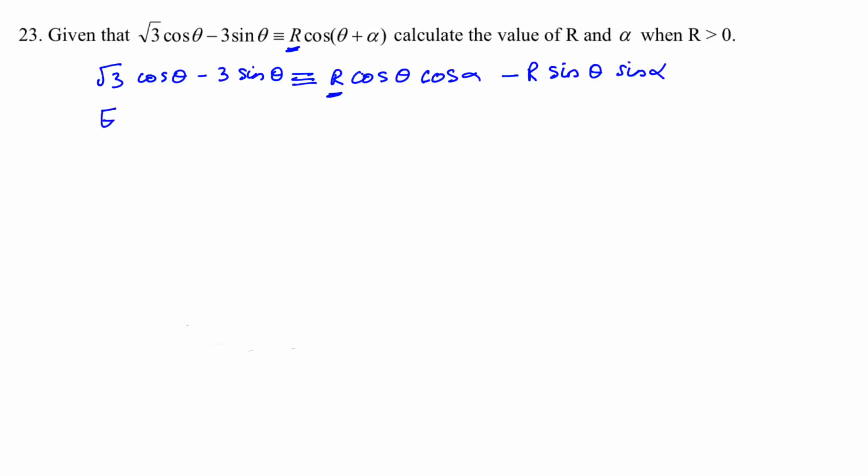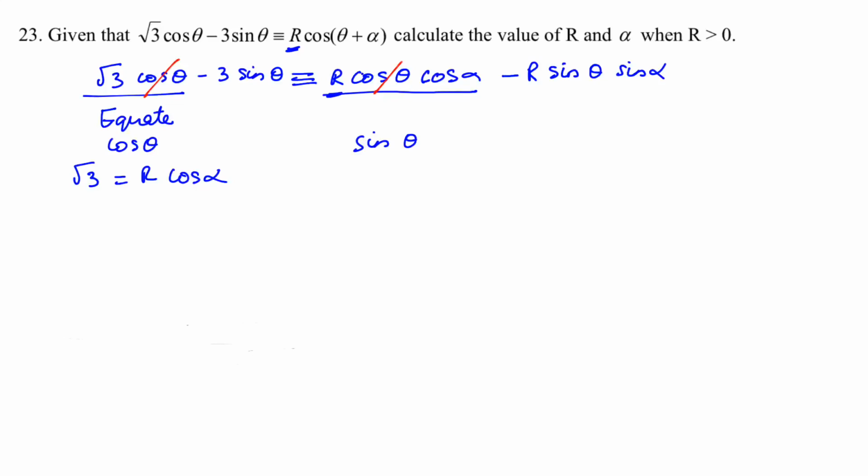After that, we have to equate cos theta and sin theta. When you equate cos theta, where is cos theta? It's here and it is here. If you cancel out the cos theta, what will remain? Square root 3 is equal to r cos alpha. And now we will equate sin theta. So for sin theta, it's negative 3 sin theta and negative r sin theta sin alpha. If sin theta is cancelled, we will be left with negative 3 is equal to negative r sin alpha. The negative will become positive.